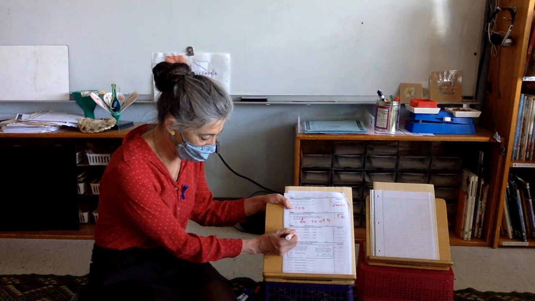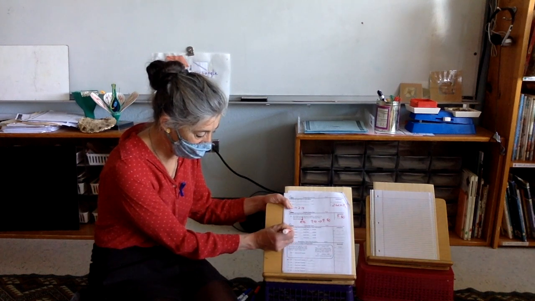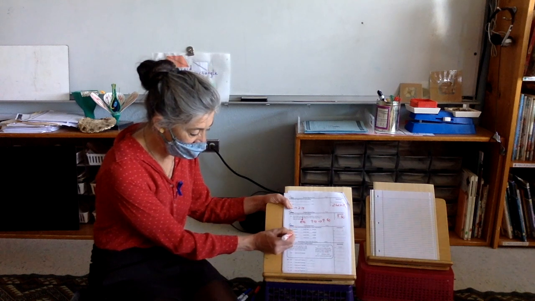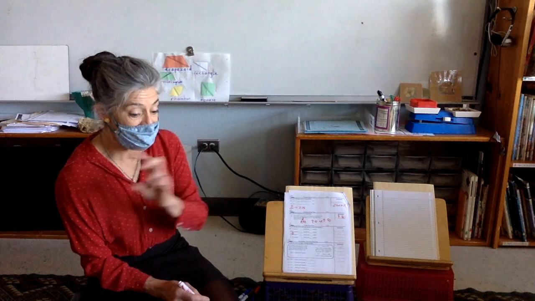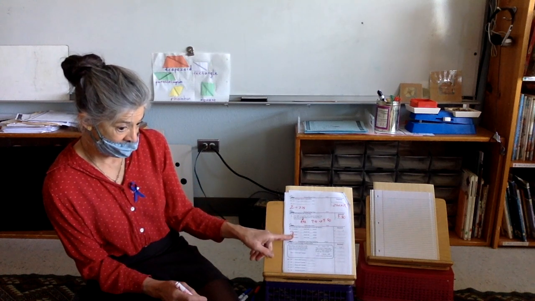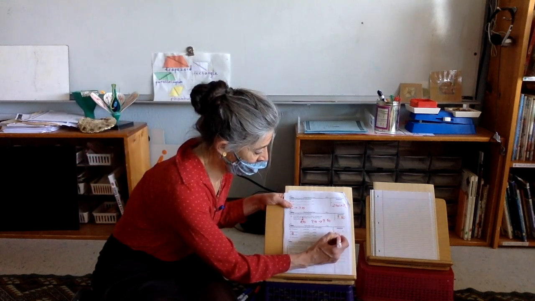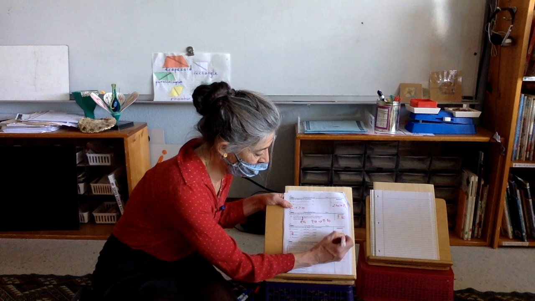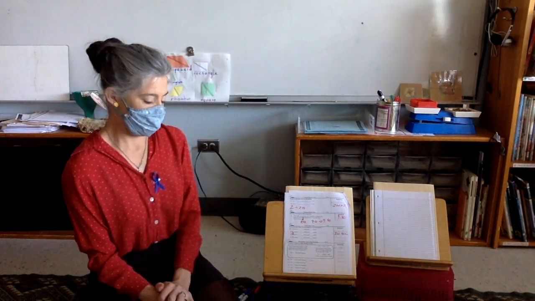1 take away 0 is 1. 2 take away 8, you can't do that. Cross out the 2. Leave 1. 12 take away 8 is 4. And then 1 take away 1 is nothing. So it's 41 minutes. So 221 minutes is 3 hours and 41 minutes. And that's the only one we're going to do.